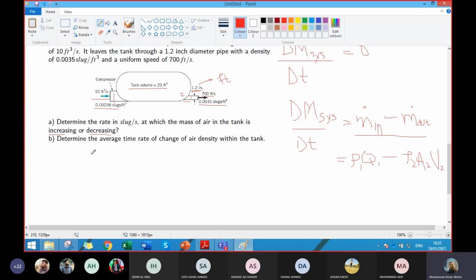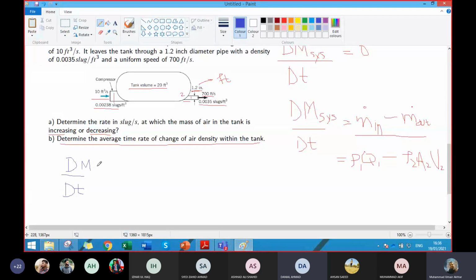Now the second part: determine the average time rate of change of air density within the tank. We are seeing that at the inlet the density is less and at the outlet the density is increased, right? So in the second part, the problem is asking you, what is the time rate of change of density? At what rate is the density changing, at what rate is it varying? So can you calculate that? Sir, for that there would be time. I mean, whatever change there is in the mass flow, from that we will find the time.